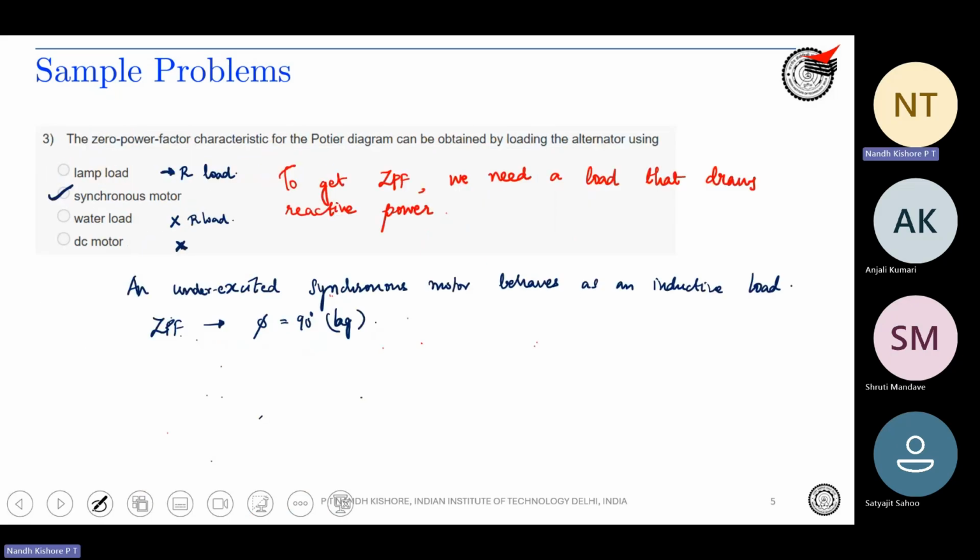And again, to get zero power factor angle, we can use a synchronous motor, because an underexcited synchronous motor behaves as an inductive load. This particular feature has been used in multiple problems: overexcited synchronous motor, underexcited synchronous motor, and so on. So it is better to take note of this particular feature.